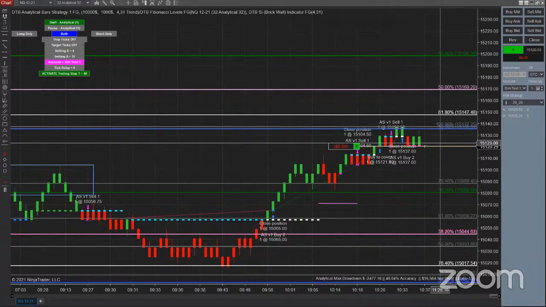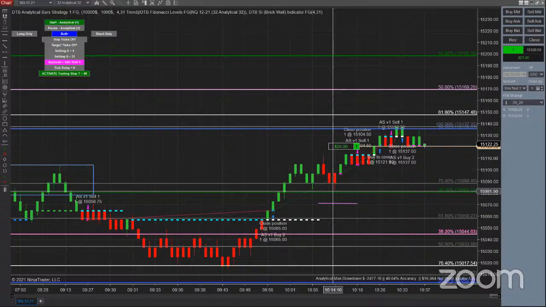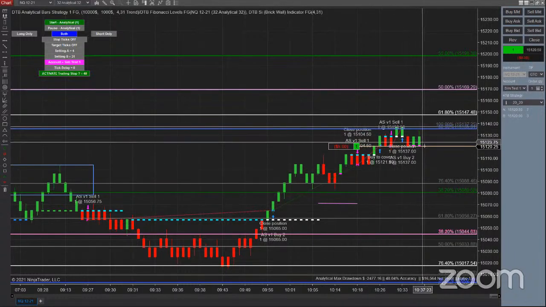Right now, we've definitely got a bounce off this 50. So the price basically broke through that 38, ran all the way to the 50, and then failed at the 50 and has come down again.